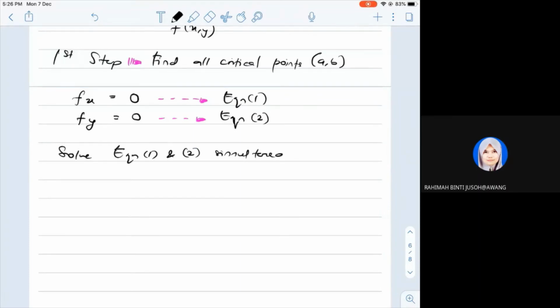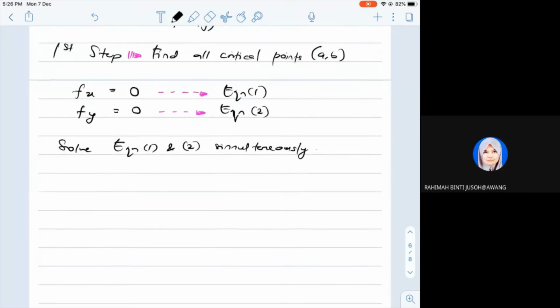Simultaneous equations, so it's up to you how you want to do it. There are many ways to solve simultaneous equations, and you already learned this in secondary school. So any method is fine, as long as you can solve the simultaneous equations to get the coordinates of x and y. Don't worry, I will show you later through the exercise questions.